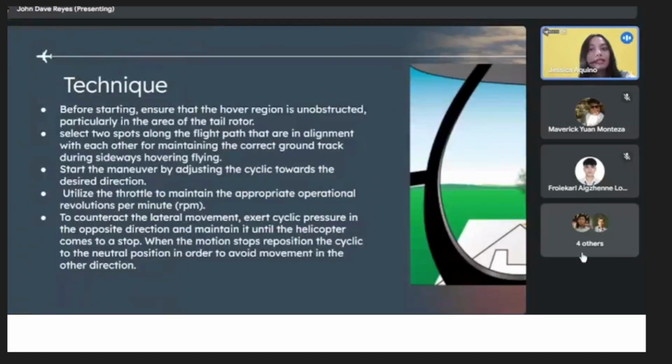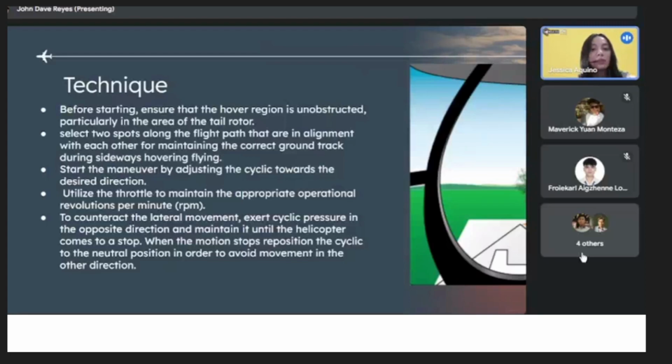For the techniques, before starting, ensure that the hover region is unobstructed, particularly in the area of the tail rotor. To hover sideward effectively, it is crucial to create a minimum of two reference points, as seen on the figure on the right side of this PowerPoint. These reference points aid in maintaining a straight path over the ground while ensuring a consistent direction.